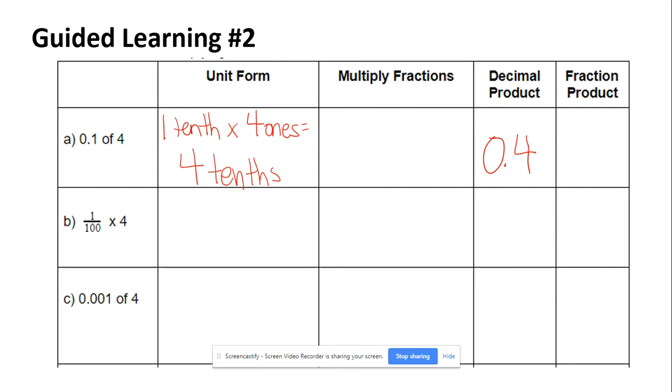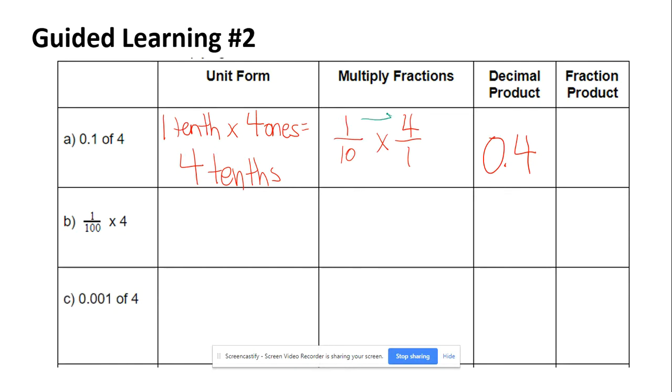Now let's try multiplying fractions. 1/10 of 4. So this time, instead of writing 1/10 in unit form or as a decimal, I'm going to write it as a fraction. So 0.1 is the same as 1 over 10. Of means multiply. And 4, so remember, we can write any whole number as a fraction over 1. So 4 equals 4 over 1. There's one part to make up each whole, and we have 4 wholes. Then we just multiply across.